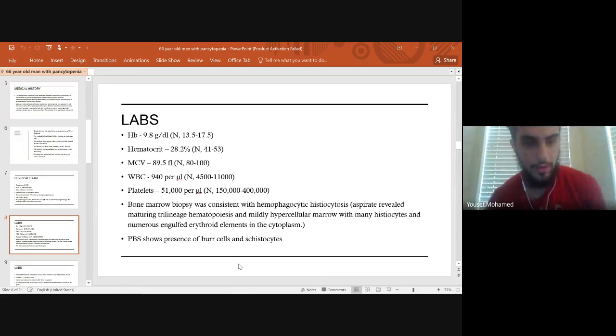So when you take a look at the labs, they all appeared normal. Hemoglobin, hematocrit, MCV, white blood cell count, and platelets were normal. There was a bone marrow biopsy consistent with hemophagocytic histiocytosis, and the aspirate revealed maturing trilineage hematopoiesis and a mildly hypercellular marrow with many histiocytes and numerous engulfed erythroid elements in the cytoplasm. Peripheral blood smear shows the presence of burr cells and schistocytes.